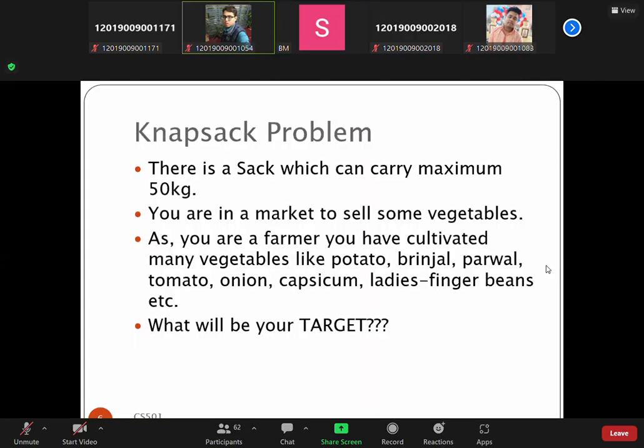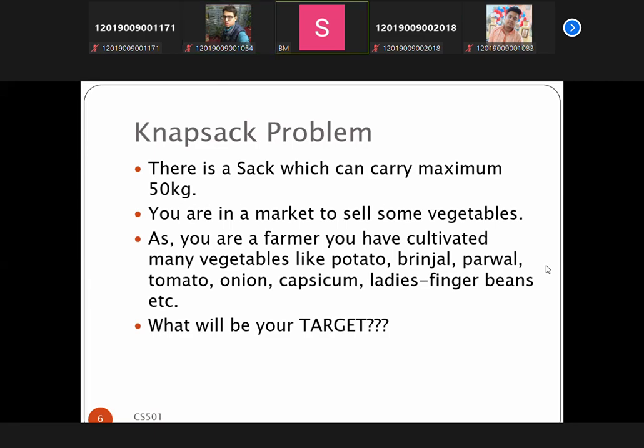Yeah. So say there is a carry bag which can carry a maximum of 50 kg. And you are some farmer, you have cultivated many vegetables and you want to go to market and sell them. So definitely as a farmer or as a seller, what is your target? You have to sell a lot of things, and you also need to earn a lot of profit.